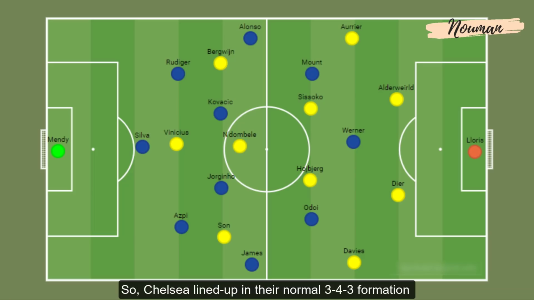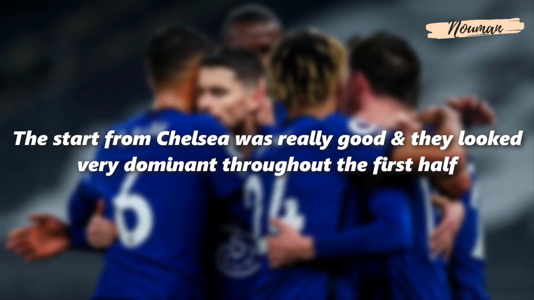So Chelsea lined up in their normal 3-4-3 formation, which was mostly 3-5 on the ground with possession and 5-3 without possession. While Tottenham, on the other hand, lined up in a 4-3-1 formation, which was mostly 4-4 on the ground. The start from Chelsea was really good, and they looked very dominant throughout the first half.